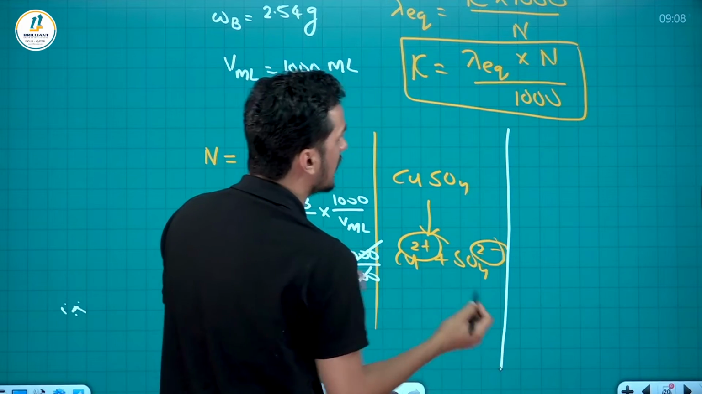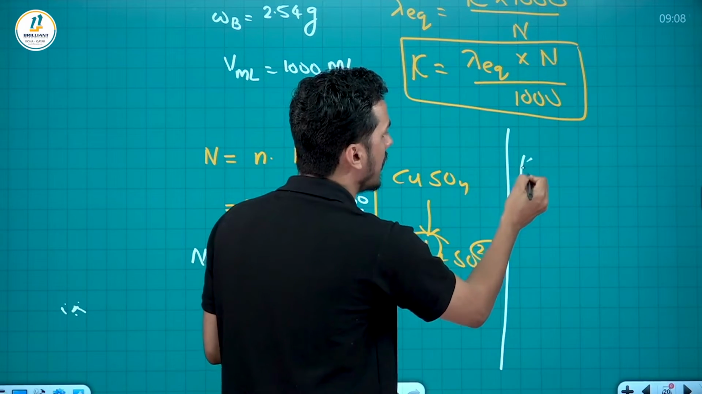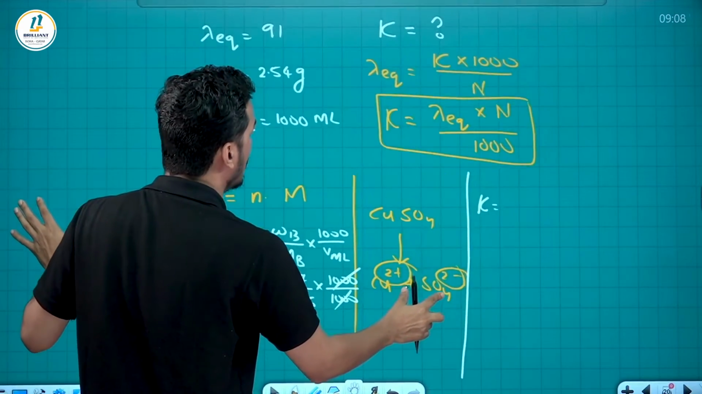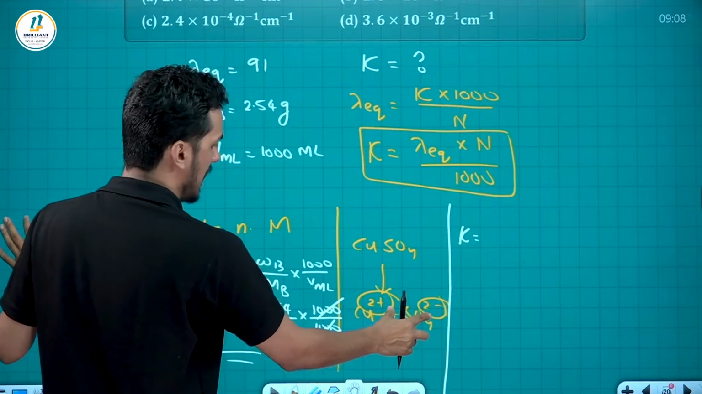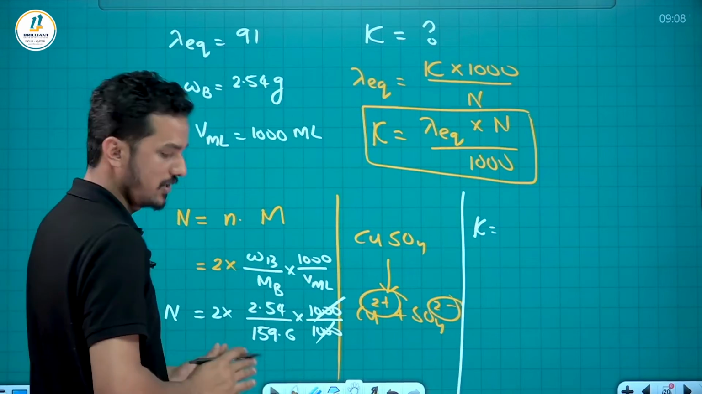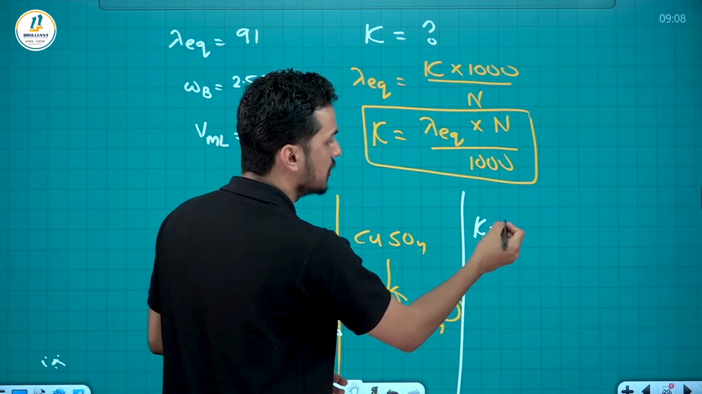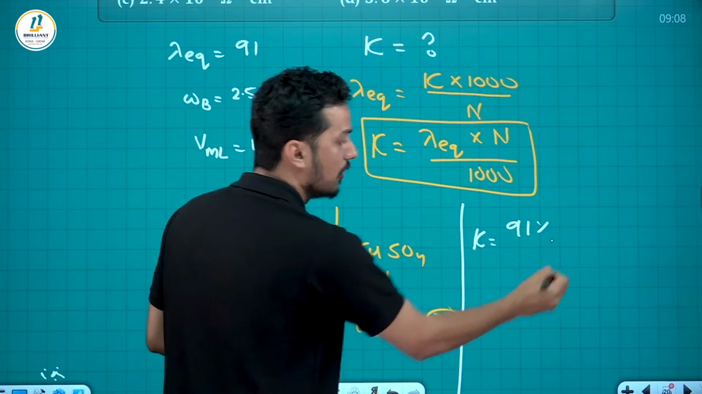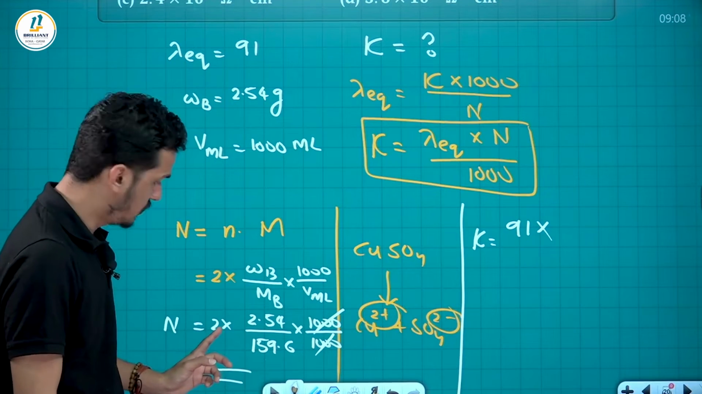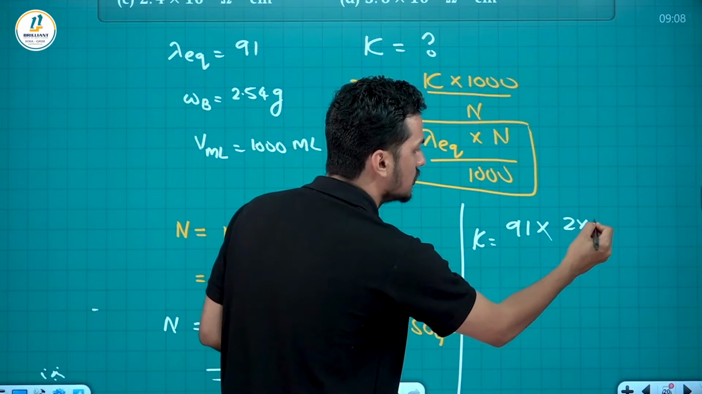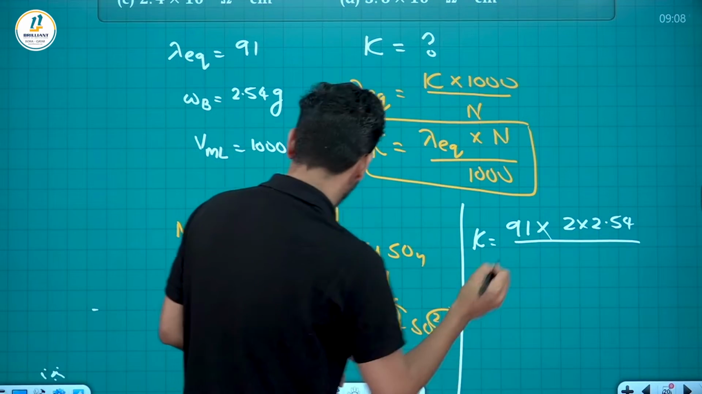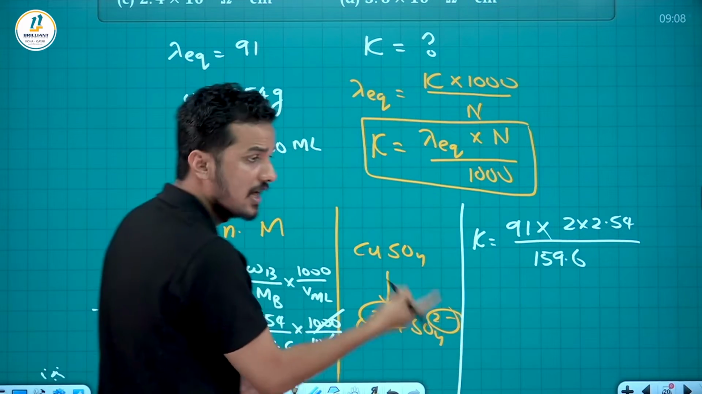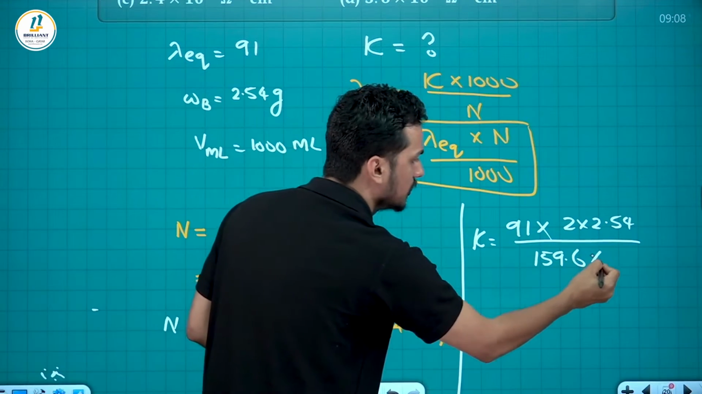What we will get? Listen to me very carefully. I hope you guys are following. Kappa equals lambda EQ value, which they already gave. What's the lambda EQ value? They already gave 91. So we can substitute: Kappa equals 91 into, what is normality? Normality is 2 into 2.54 divided by 159.6, and also there is 1000, into 1000.